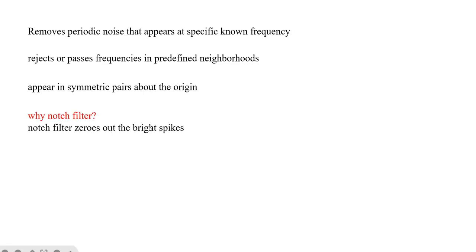Now, why do we use a notch filter? Because of periodic noise, such as interference from electrical noise or signals, scanner lines, and repetitive pattern noise such as sinusoidal noise. These appear as bright spikes in the Fourier transform at predictable positions. This notch filter will zero out all the bright spikes. Because of this, we use the notch filter.